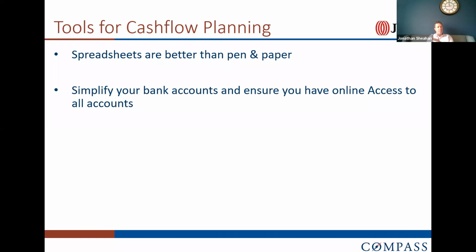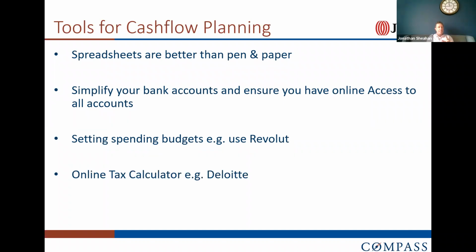You should all have online access to your pensions accounts in JLL. You should have online access to any savings or investments accounts. Things like Revolut are very useful because you can put up the lovely charts and categorize all your spending. As I said earlier, that online tax calculator that Deloitte have for free on their website is very useful. And other apps, there's so many of them out there.